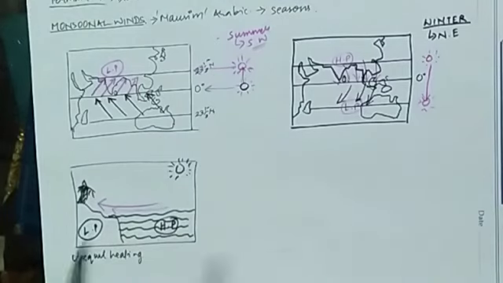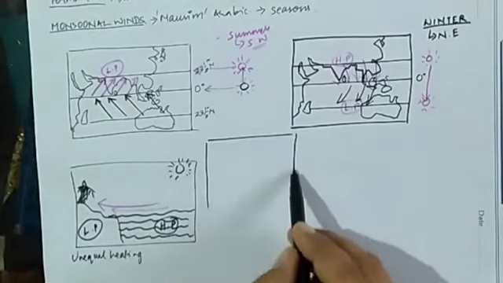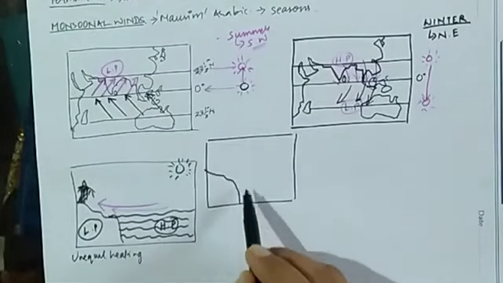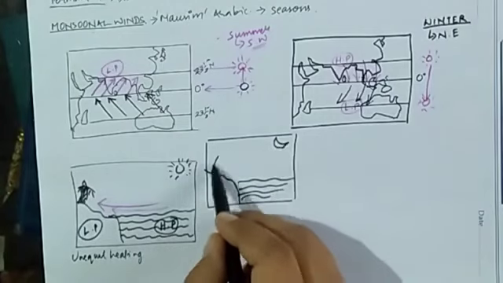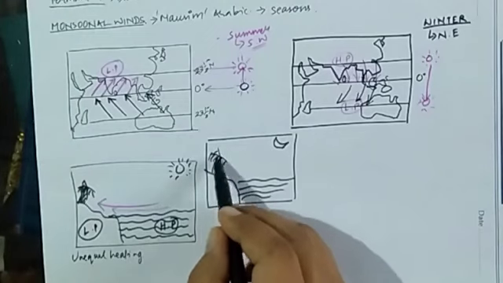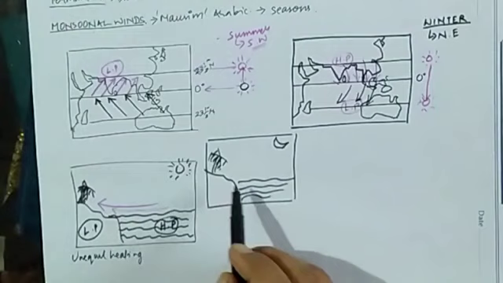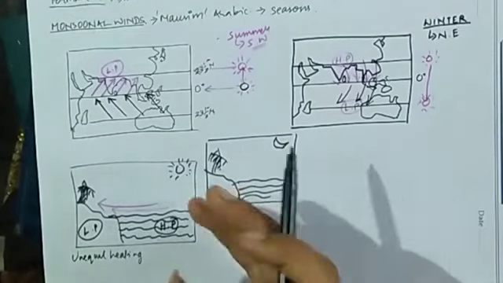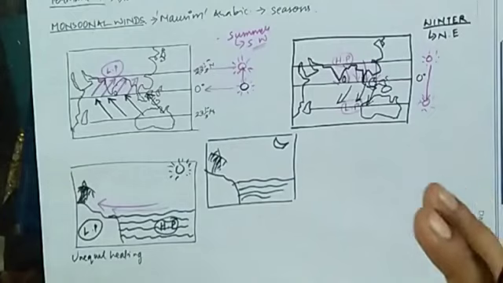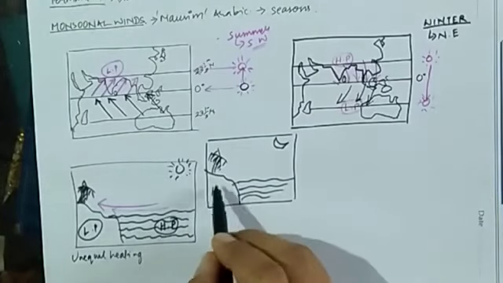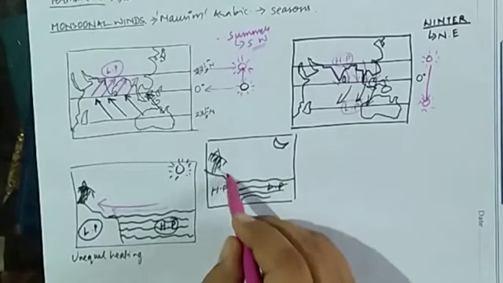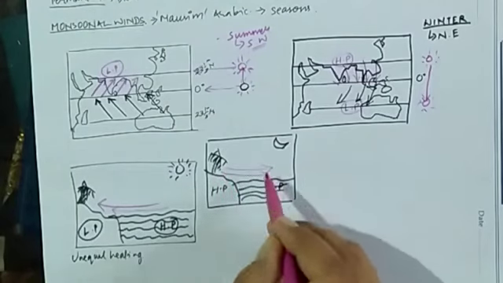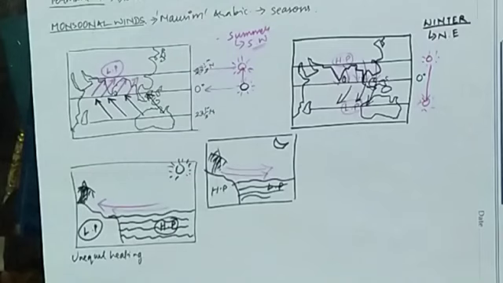Now when we switch to the night time, due to the unequal heating, again the water will retain the heat, whereas the land will quickly radiate back the heat. So as a result, the low pressure will be replaced by the high pressure, and the high pressure will be replaced by the low pressure. So during the night time, the wind will blow from land towards the sea, isn't it? That is called land breeze.